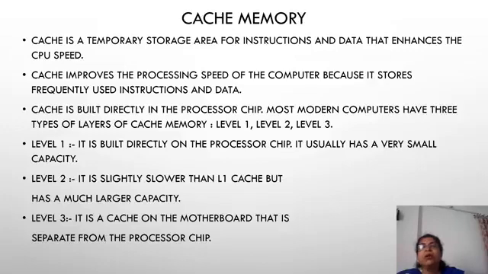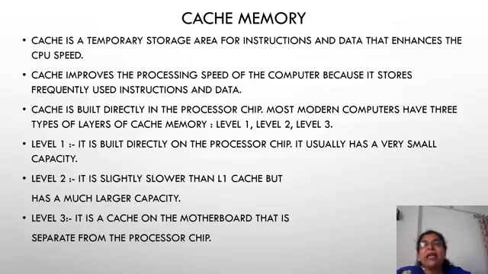Now here, cache memory. What is cache memory again? Cache is a temporary storage area for instructions and data that enhances the CPU speed. Cache improves the processing speed of the computer because it stores frequently used instructions and data. Suppose every now and then you are giving save. It is a temporary memory in the computer, for frequent use, like the quick access toolbar. You must have learned the quick access toolbar, where we keep the commands we require frequently in a separate toolbox.